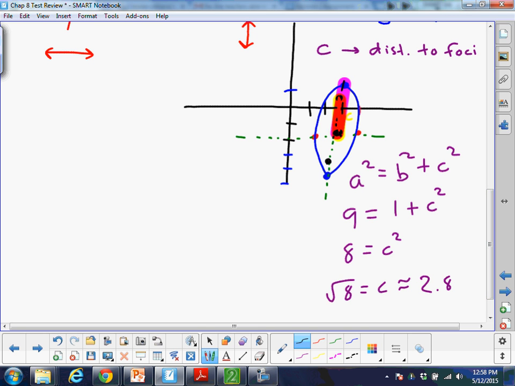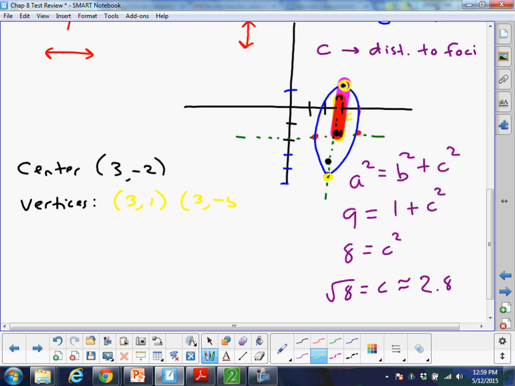So let's list everything clearly here. The center from the beginning was at 3, -2. We had vertices, so we can color code this a little bit. Vertices here and here, the ones on the major axis. It looks like we added 3 to the y value and subtracted 3 from the y value. So they should be at 3, 1, and 3, -5.